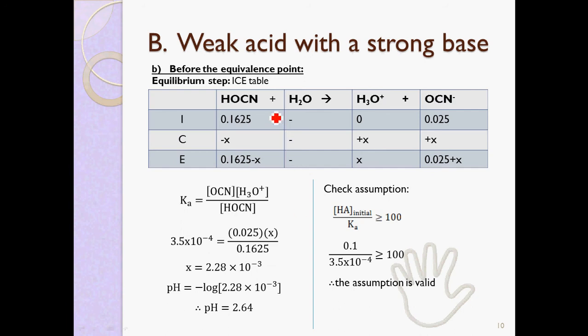So key things to note. We've got some of our acid still being present because we have not neutralized all of it. We've also produced some of the conjugate base. And these two now are going to be involved in our ICE table. And if you remember the Ksp, it kind of looks like a common ion problem actually.